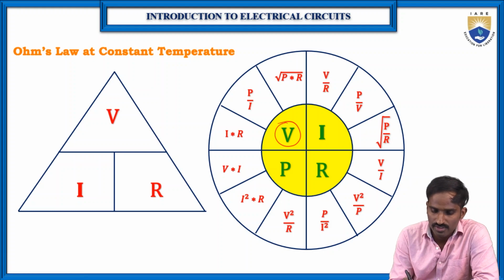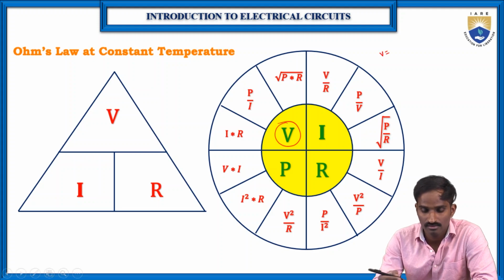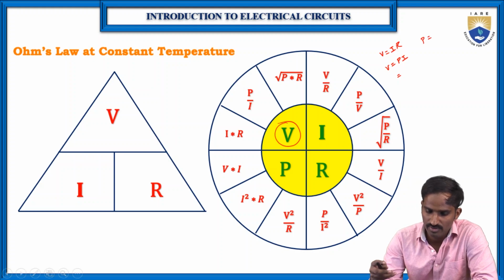Here V is equal to I into R. That is the basic equation that we can get from Ohm's law. V is equal to I into R. Suppose we want to define V in terms of P. Since P is equal to V into I, we can write V is equal to P by I.